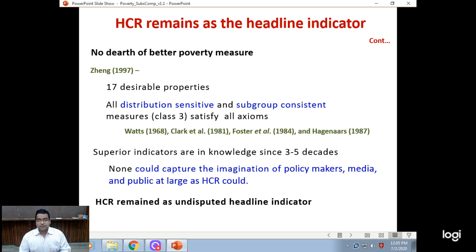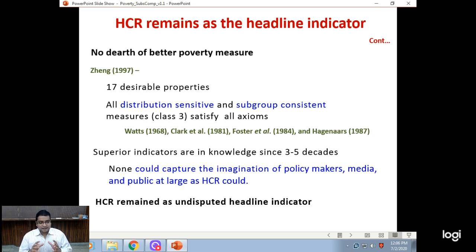If we go back to the 1976 seminal paper by Sen, where he does an axiomatic treatment of poverty, since then quite a few scholars have come out with a variety of poverty measures. And in the literature, there is no dearth. One of the seminal papers by Zheng in 1997 does a very robust review of aggregate poverty measures, and in that paper, he outlines the 17 desirable properties a poverty measure should satisfy.